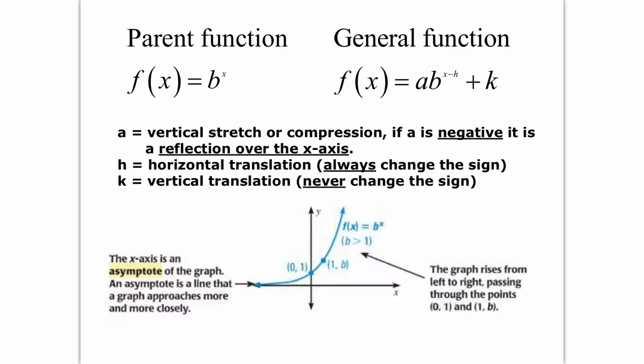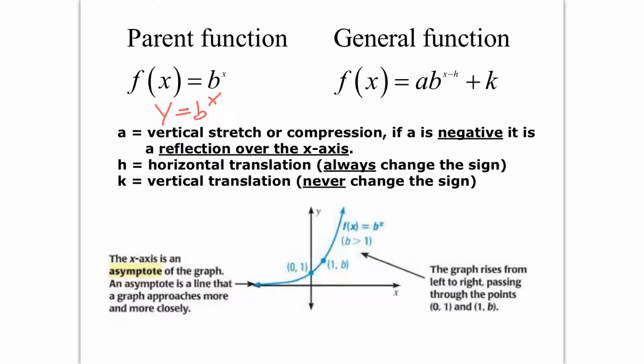f of x equals b to the x power. Remember, keep in mind that f of x is also y, so you can have y equals b to the x power as well. So they both are the same thing, but this is the most simple, easiest one that you guys can graph. Now, this parent function can be transformed or changed into a general function.